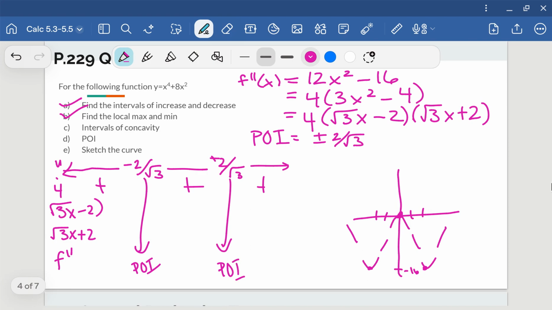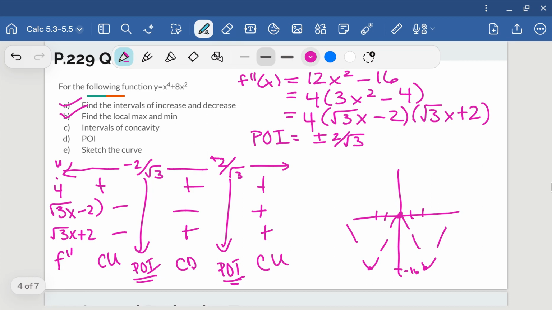Okay, so with your factor root 3x minus 2, it's going to be negative until we hit positive 2 over root 3. And then for the factor root 3x plus 2, you're negative until you pass negative 2 over root 3. And then you'll be positive. So based on this, we are going to be concave up, then concave down, then concave up. So we definitely have our points of inflection. Now that's going to be our next part. We're going to have to graph those points of inflection.